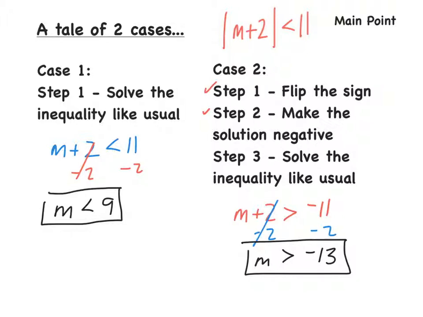Now this is our solution for an inequality with an absolute value of m plus 2 is less than 11. We have two answers. We have m is less than 9 and m is greater than negative 13. So for the first case, solve it like usual. Second case, flip the sign, make the solution negative, then solve the inequality like usual.